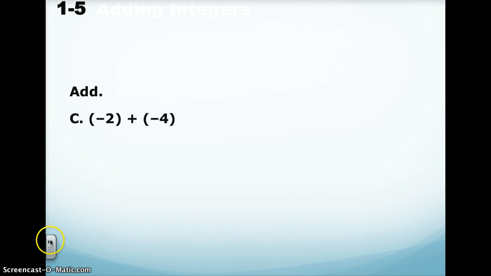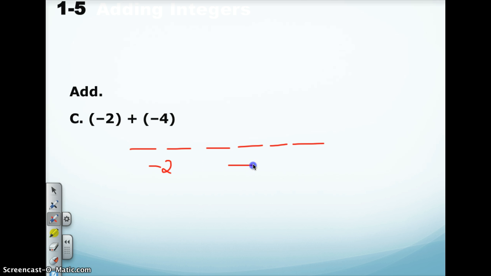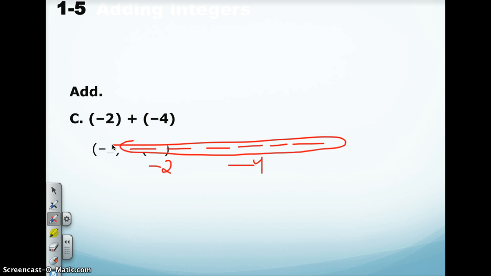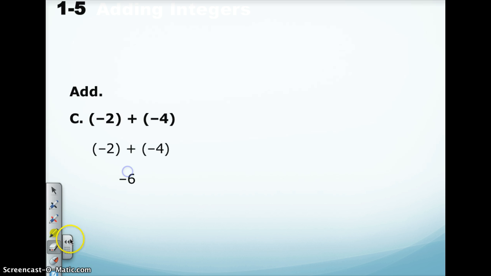Here are 2 negatives. So what might that look like if we're trying to cancel? 1, 2, 1, 2, 3, 4. So we have negative 2, negative 4. We don't have any positives. So what we do is we count up our total number of negatives, which would be negative 6. Pretty slick.